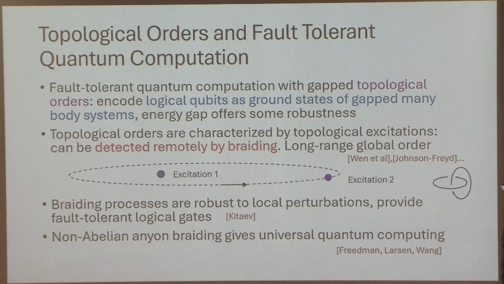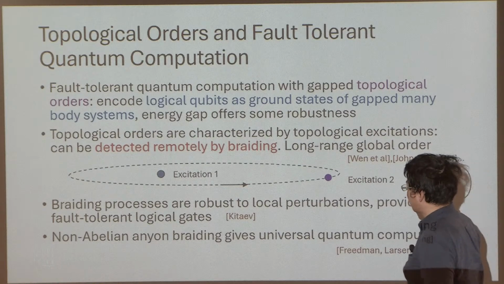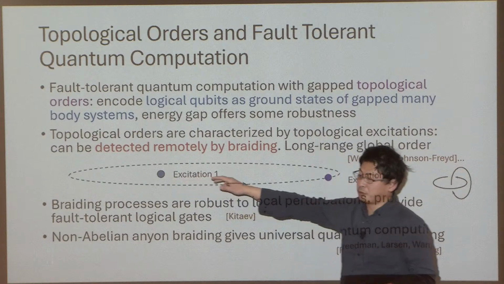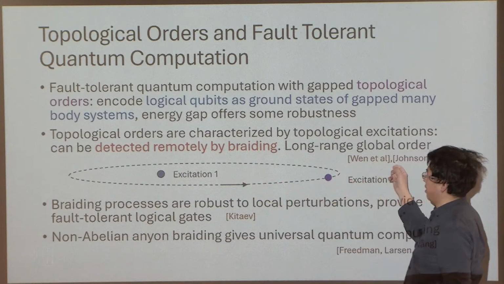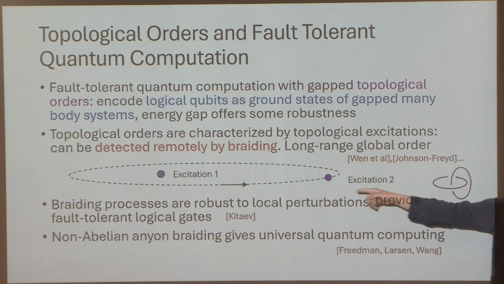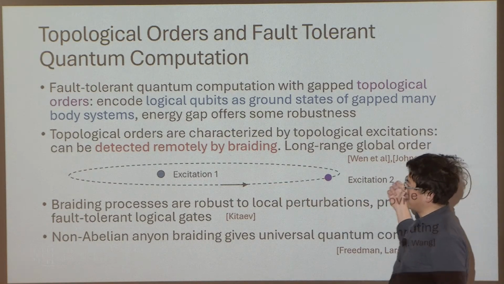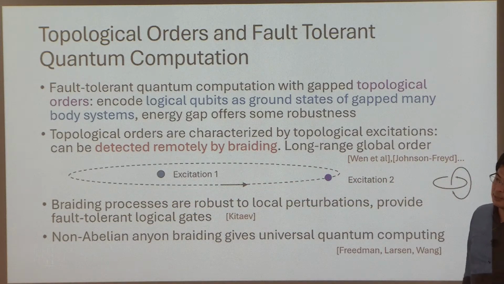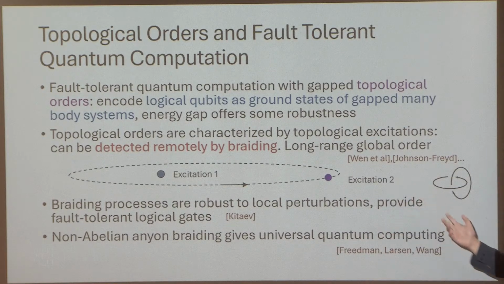Detected remotely? Right. It means that suppose there's an excitation there, you should be able to detect this excitation using another excitation which is very far away. The way you detect the original excitation is by moving this far-away excitation around the original excitation. So even if those two excitations are separated very far away, you can still detect it. That's what I mean by detecting it remotely. And this is a key defining principle for topological orders.